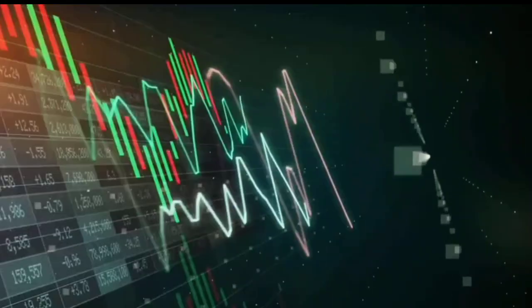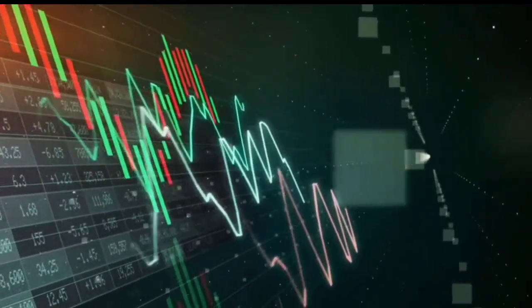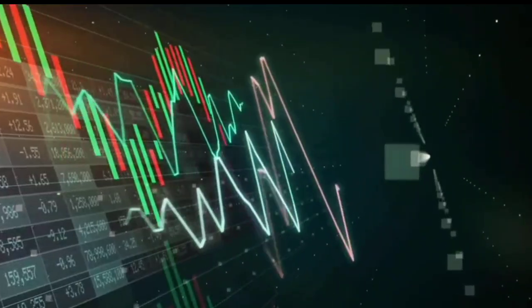What if I told you that the market literally tells you when it's about to make a big move? That it sends you a signal, a coil, or a squeeze right before it explodes in one direction?